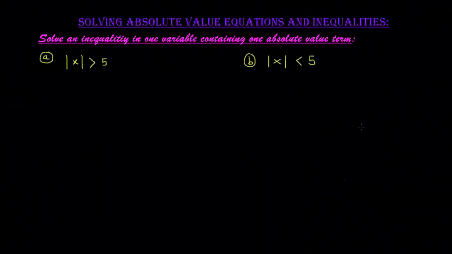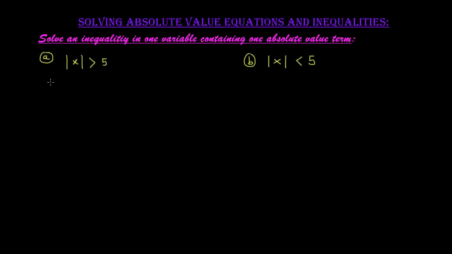Now we go over the second section: solve an inequality in one variable containing one absolute value term. So we have two problems to think about. Do you still remember the absolute value of x equal to 5? In this case, we'll break it down into two cases. You have the absolute value of x greater than 5 and the absolute value of x less than 5. So let's go over each of them and see what's the difference between the two problems and what's different from the equations.